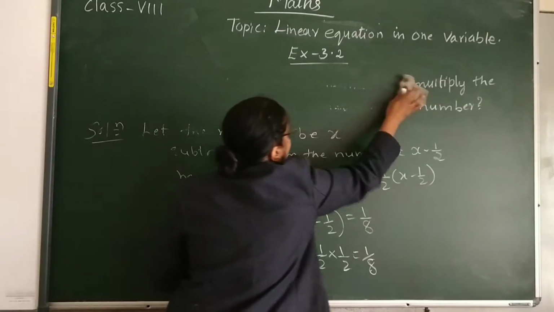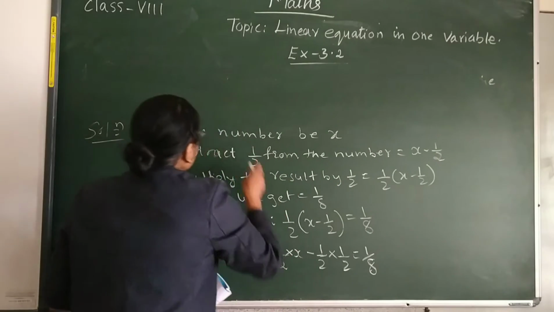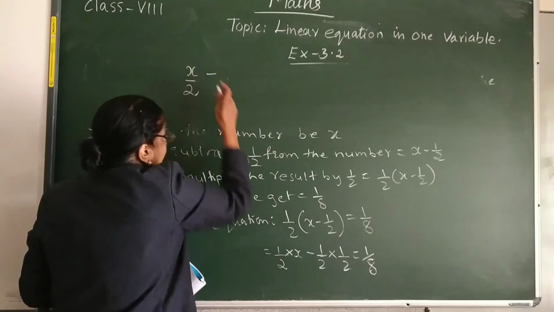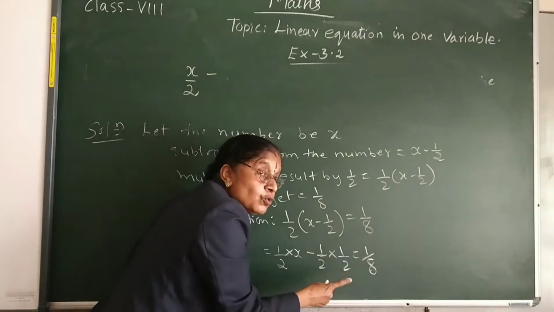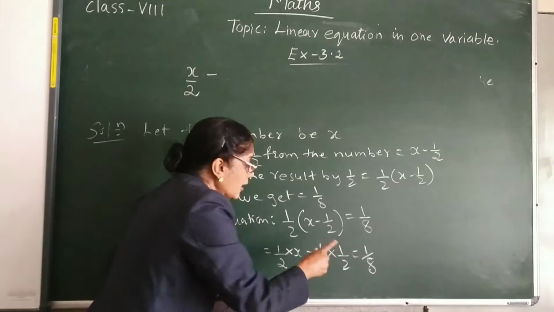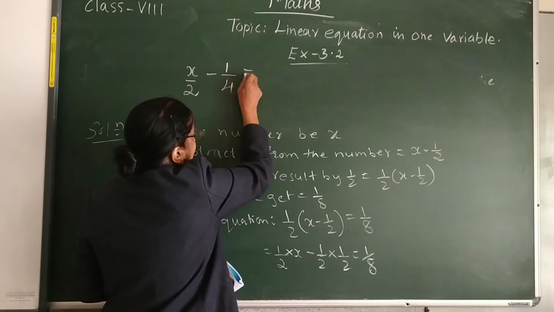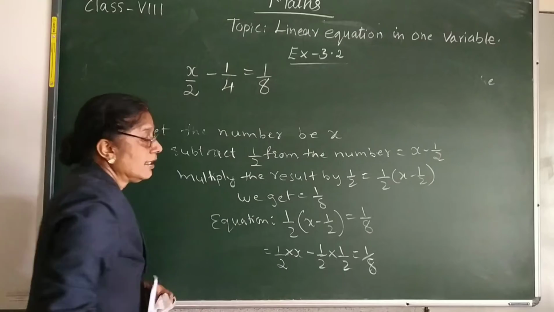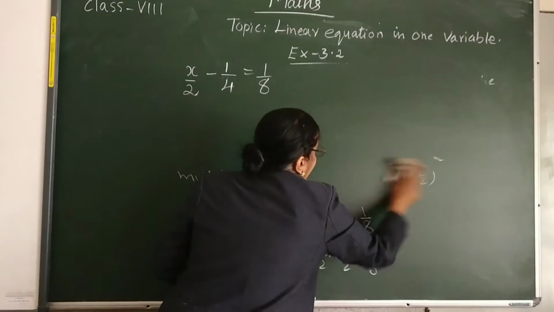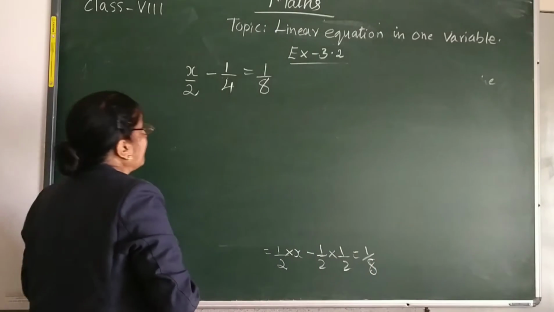So the next step: half into x we can write as x by 2, minus half into half. Multiplication of two fractions: numerator into numerator, denominator into denominator. 1 into 1 is 1, 2 into 2 is 4, is equal to 1 by 8. Now minus 1 by 4 is here, that we are going to transpose to the other side.